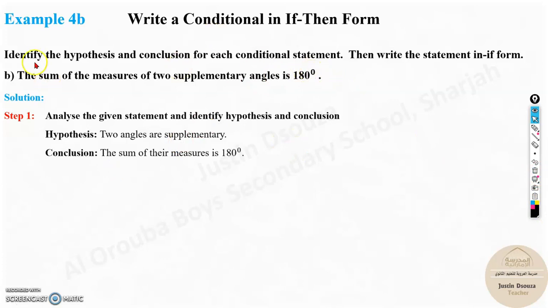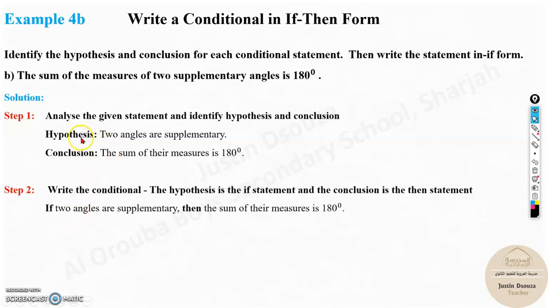So when you see that, the sum of the measures of two supplementary angles is 180, right? So 'is 180' will come inside the conclusion, whereas what is the other thing? Two supplementary angles is the hypothesis. So whenever you have two supplementary angles, supplementary means 180, so the sum of their measures will be 180. This is how you can write them. Now you have to write it as an if-then statement. So remember, the hypothesis will come after if, that is, if two angles are supplementary, then the sum of their measures is 180 degrees. I hope this is clear.